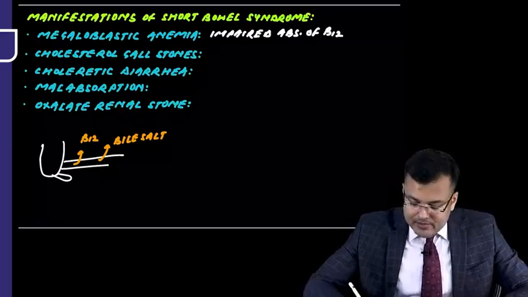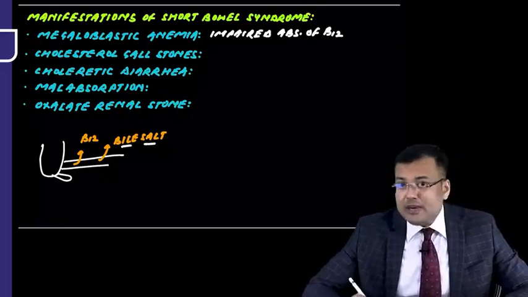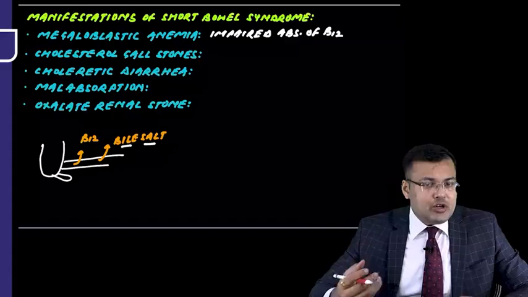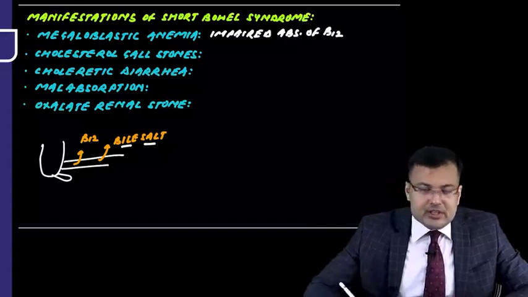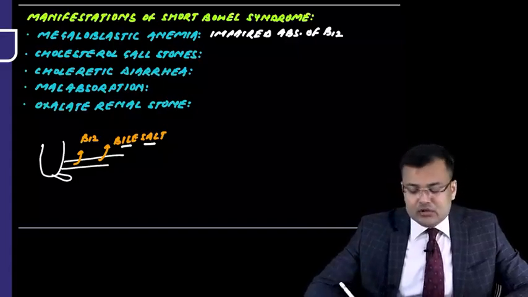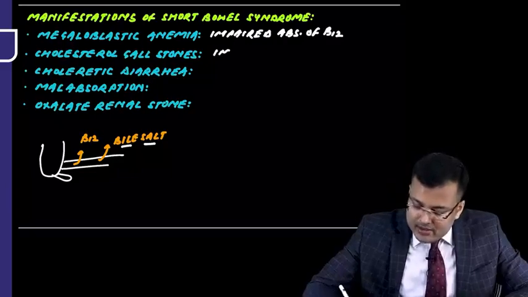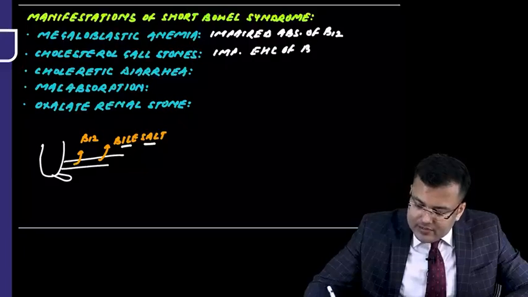Second, because of impaired enterohepatic circulation of bile salt, what will happen? Most of the bile salt will be going into the colon. So the patient is going to develop cholesterol gallstones because of impaired enterohepatic circulation of bile salt.